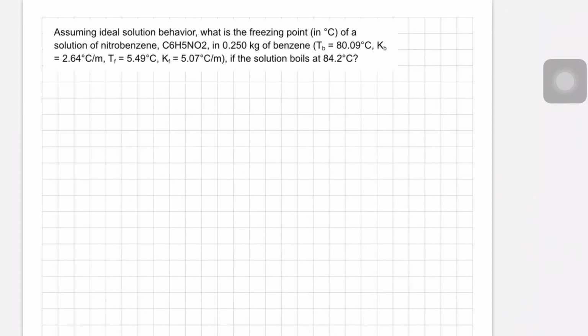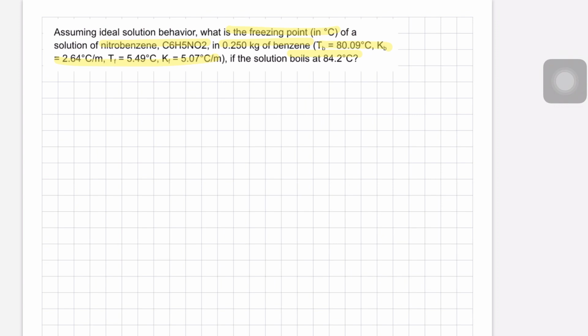Let's go over this question together. Assuming ideal solution behavior, what is the freezing point in Celsius of a solution of nitrobenzene, C6H5NO2, in 0.25 kilograms of benzene, and we're given a lot of information about benzene, if the solution boils at 84.2 degrees Celsius?